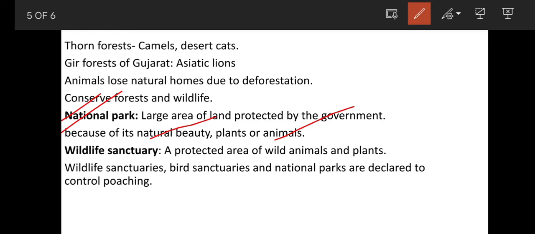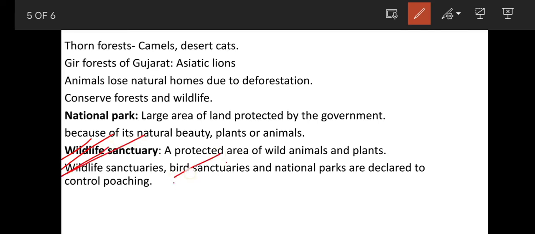Why does the government protect national parks? Why does the government protect a large area of land? Because those areas are beautiful and different kinds of plants and animals are found in those large areas. So those large areas of land are protected by the government and are known as national parks. Next, wildlife sanctuary. What do you mean by wildlife sanctuary? It is a protected area of wild plants and animals. In a wildlife sanctuary, what will we find? Wild animals and plants are found in a wildlife sanctuary.